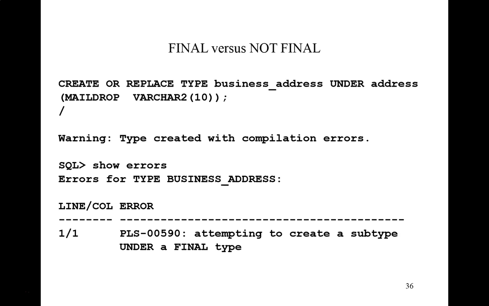But if we're using Oracle Live SQL, then we have to write our own query. We could simply write a query that says select asterisk from user errors, and that would give us the gist of what's going on. We'll talk more about this as we go along.